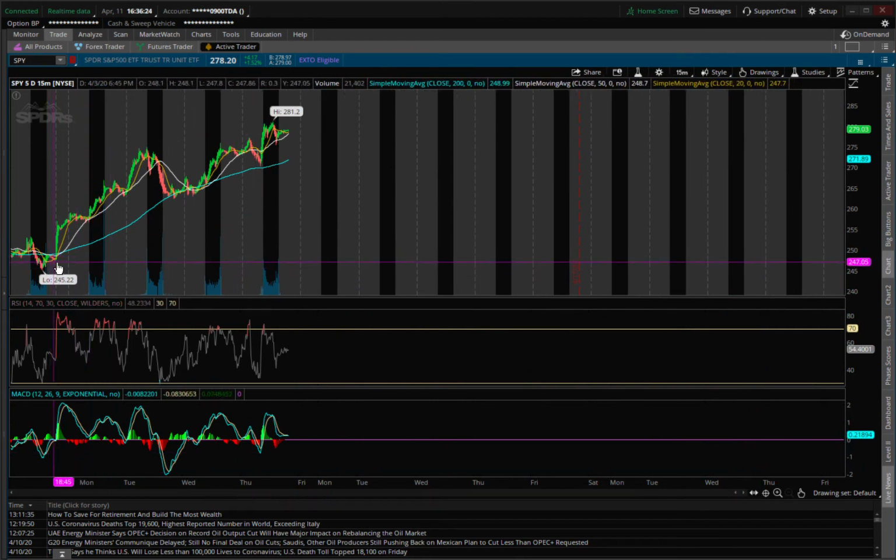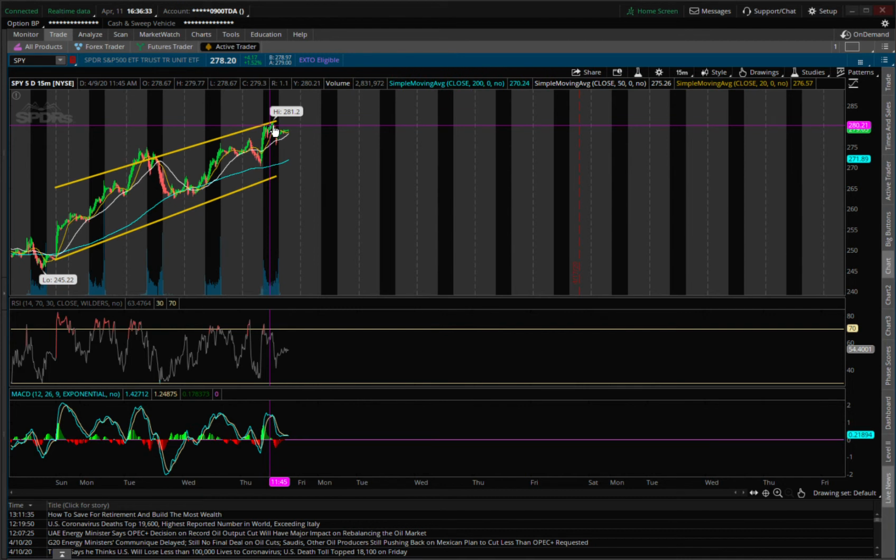So you can see the daily trading range of the stock. It moved from 245 all the way to 281 in 5 days. So right here, you can see the ascending channel as well. So it just depends, like I said, how micro you want to be, but the opportunity is always going to present itself. So in 5 days, SPY moves from 245 to 281. That's a $40 move.